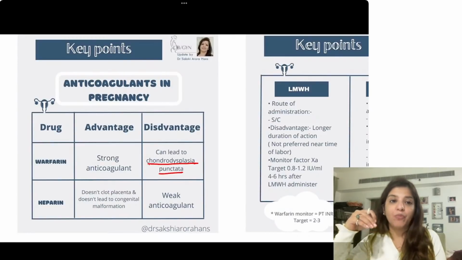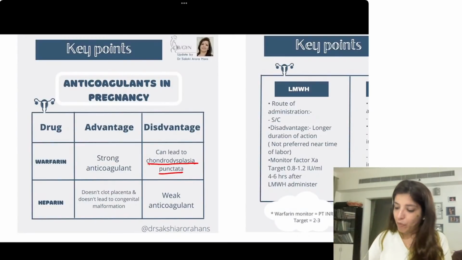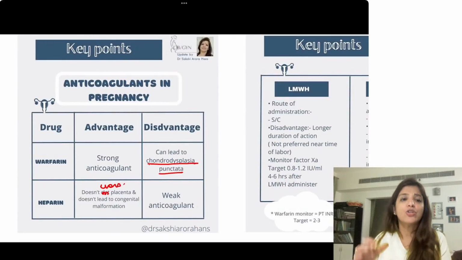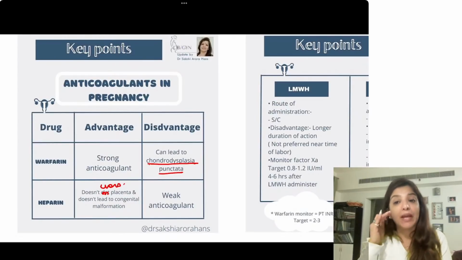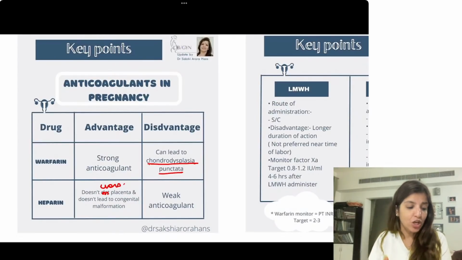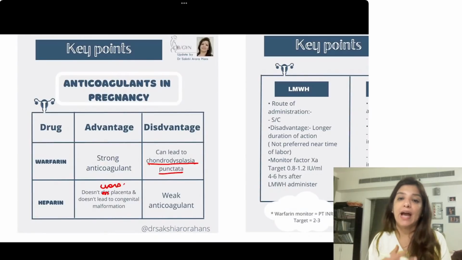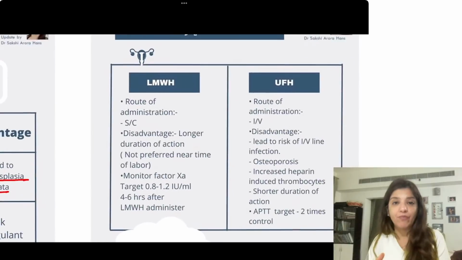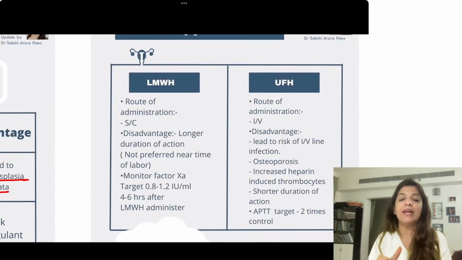Now, heparin. When we talk about heparin, the important thing is it does not cross the placenta. So that's the advantage. So it will not lead to congenital malformations. But the problem with heparin is it is a weak anticoagulant, and pregnancy is a hypercoagulable state. So we need a stronger anticoagulant, right? Now, when we talk about heparin, we have two things: low molecular weight heparin and unfractionated heparin. Now let us see the points related to low molecular weight heparin and unfractionated heparin.